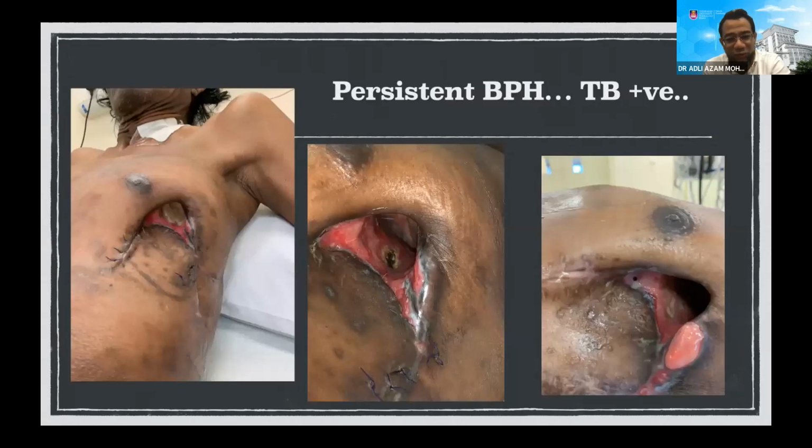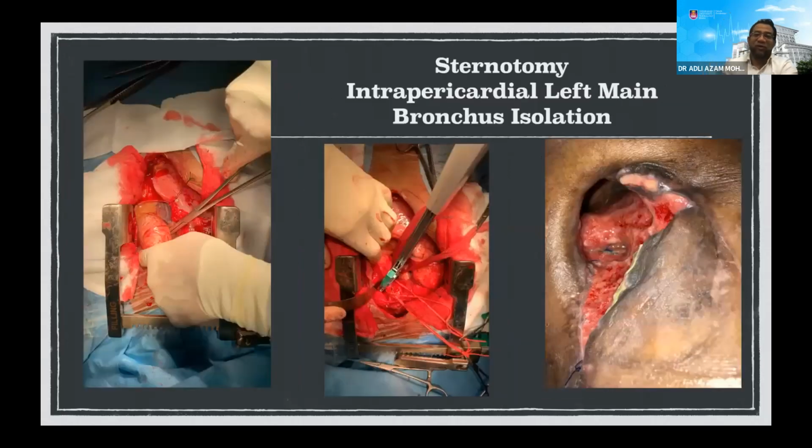We went more aggressive. What we did was a sternotomy, and we isolated the left main bronchus intrapericardially. We did not transect it; we stapled the left main bronchus. So basically, we kept the pulmonary artery and vein to the lung tissue, but we isolated the left main bronchus so there was no airway. Since then, there has been no more fistula, and it started to granulate.